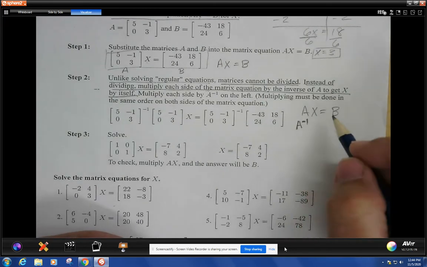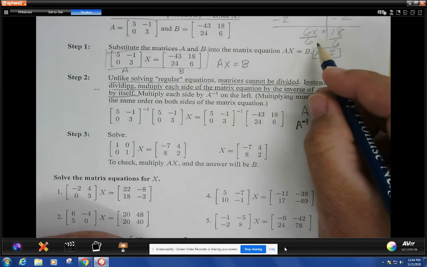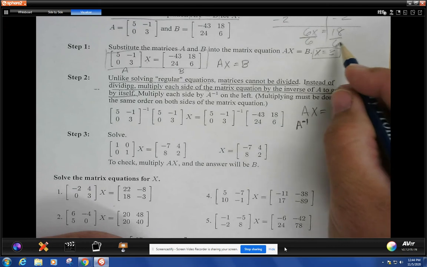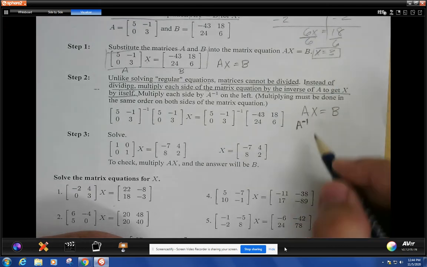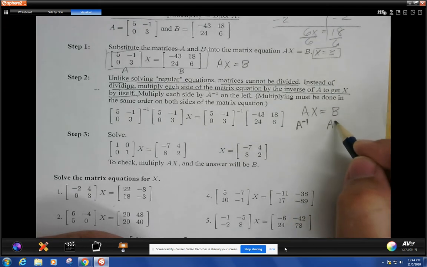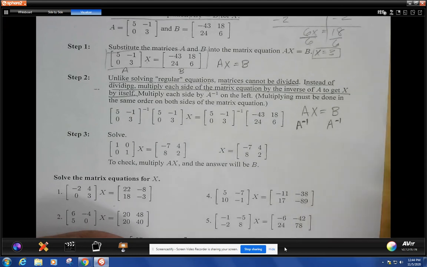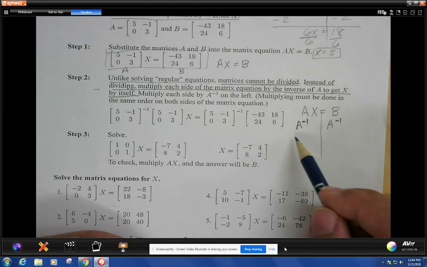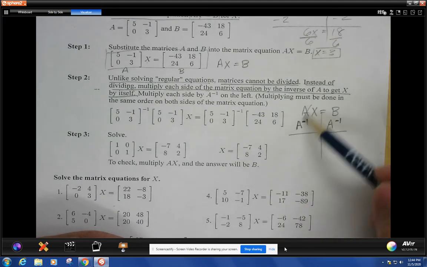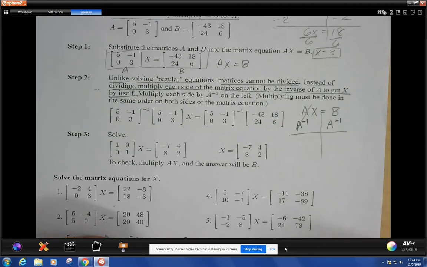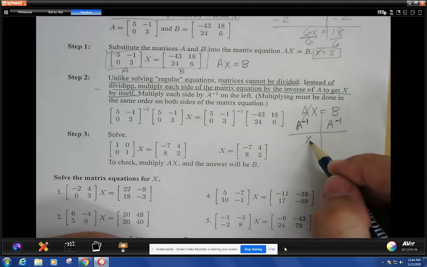Well, if I do that to one side, remember what we did over here, we divided by 6. I had to divide by 6 on the other side. Well, I have to do it over here on this side as well. I have to take the inverse of A on this side. So what ends up happening here is my A's are going to cancel out on this side, okay? And I'm going to be left with just x equals.